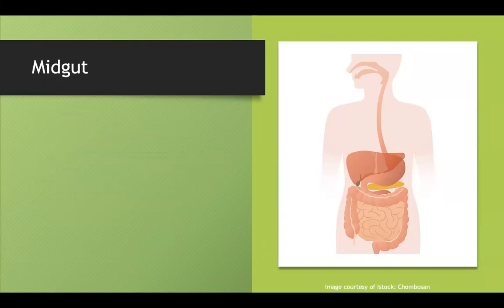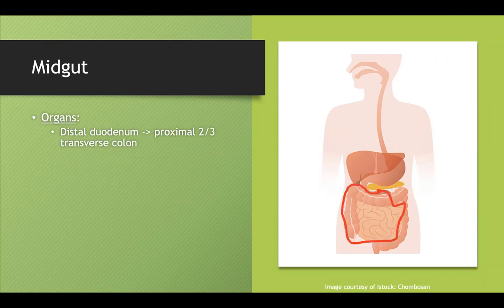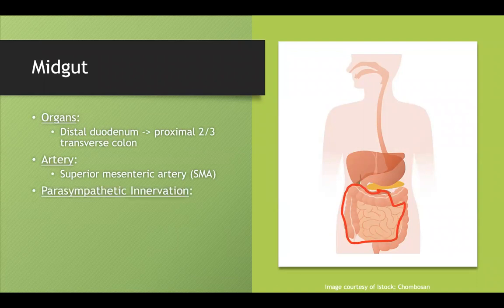Now moving on to the midgut. It supplies the distal duodenum, so the last part of the duodenum, to the proximal 2/3 of the transverse colon. So it's essentially this region that I've highlighted here. And instead of the celiac artery, the superior mesenteric artery supplies this region. And again, the vagus nerve supplies the midgut, just as it did the foregut.